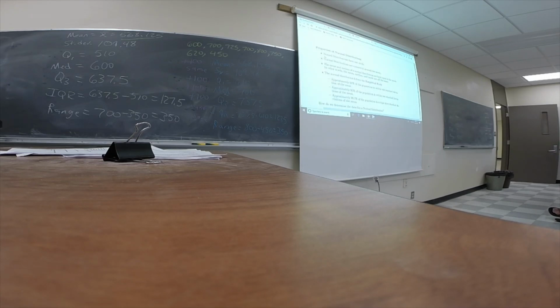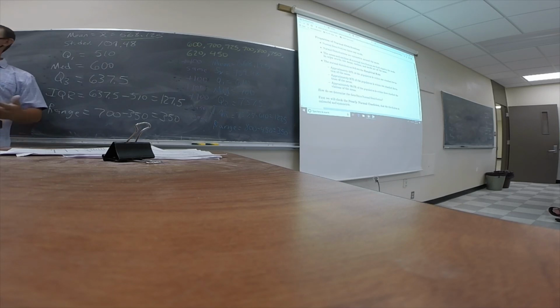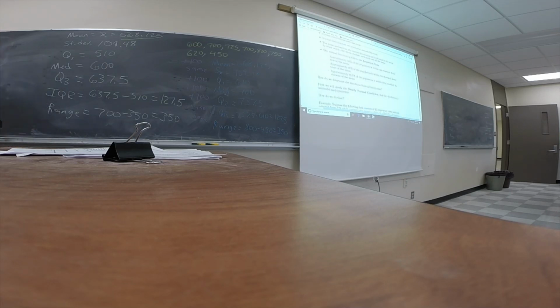Okay. Properties of normal distributions. Normal distributions have one mode. They're symmetric around the mode. The mean and the median of the normal distribution are both equal to the mode. In other words, the mean, median, and mode are all the same. Remember, the mode is just the peak of the graph.